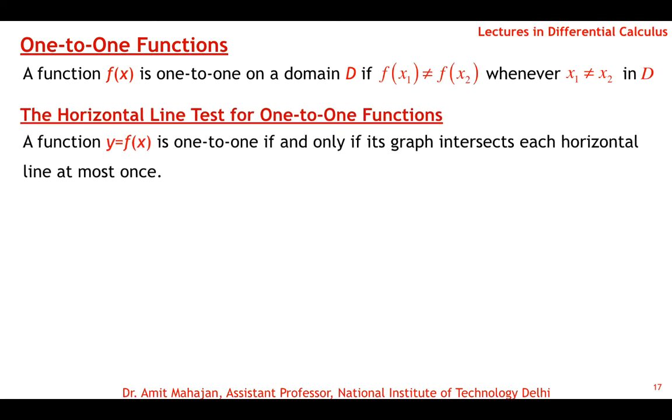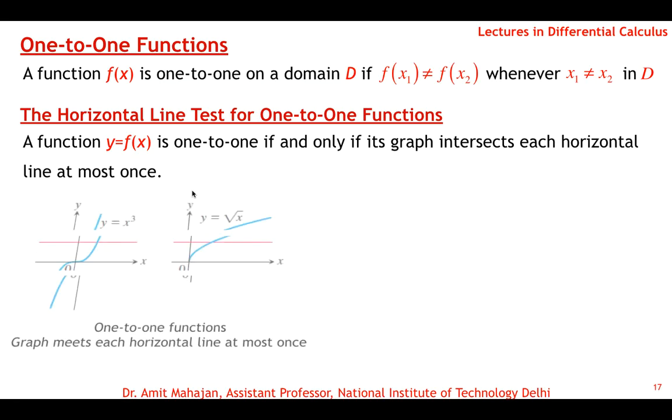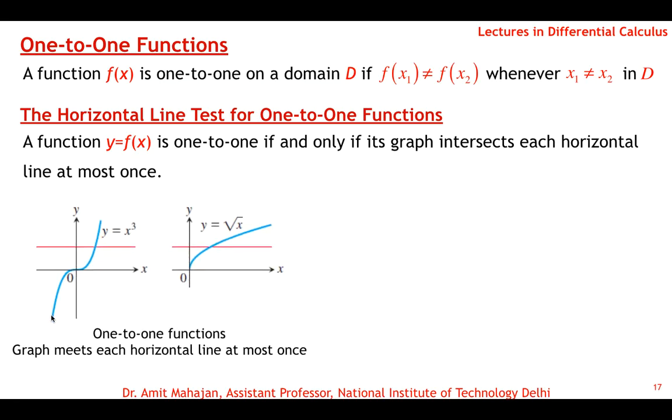Then how to check whether the given function is one to one graphically is the horizontal line test. A function y is equal to f of x is one to one if and only if its graph intersects each horizontal line at most once. Say given y is equal to x cube. If this curve is one to one, if you move the horizontal line vertically from minus infinity to plus infinity, from bottom to top, at each point, if it touches the graph only one time, then this function is one to one.